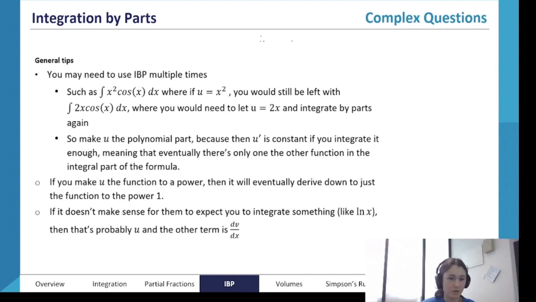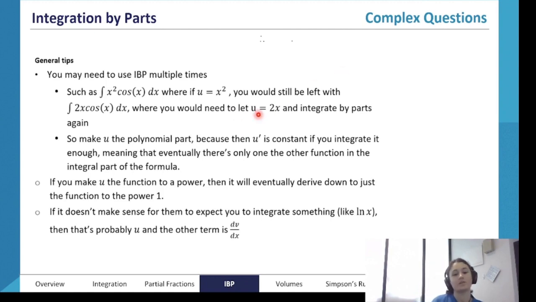So an example of this is if you are asked to find the integral of the product of x squared and cos x with respect to x. If you let u equal x squared, which would be a good idea because u is the polynomial, then if we do integration by parts enough times, it's just going to derive down to be left with a constant number. You would still be left with trying to figure out the integral of 2x cos x. And from here, you would need to let u equal 2x and integrate by parts again.